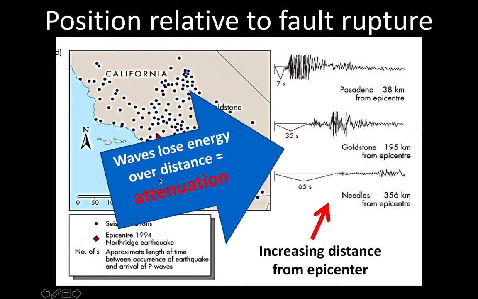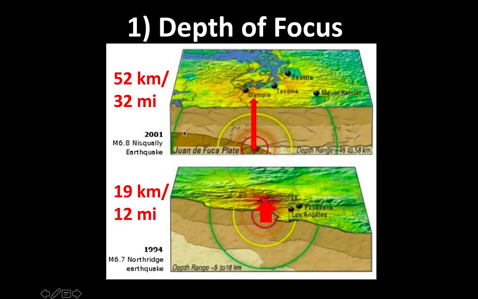And then we can go back to those two earthquakes we saw before. Here's your 6.8. Here's your 6.7, the Northridge earthquake. Remember that the 6.7 caused more damage on the surface. The shaking was more intense. Well, why was that? That's because the focus was only 19 kilometers underground here, and so it lost energy as it traveled to the surface. They both did, but this one had to travel 52 kilometers from the focus to the epicenter, almost three times as far, and so it's going to have attenuated a lot more.